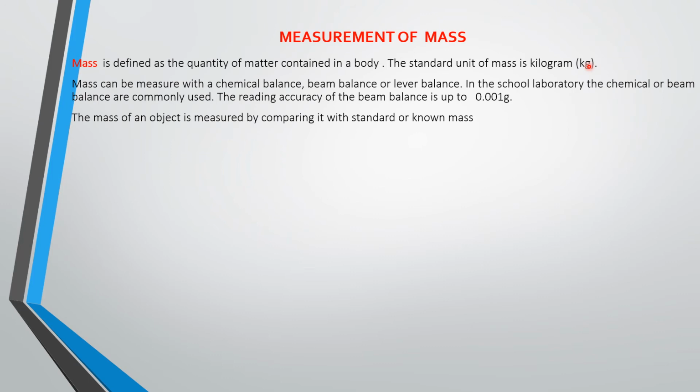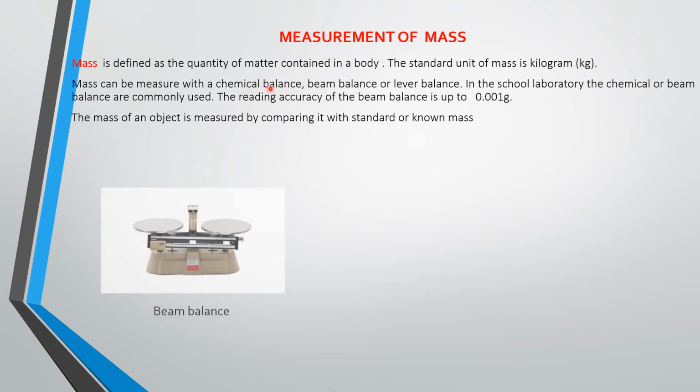It is kg, that is the standard unit of mass, but you can also measure very small mass in gram, but the standard unit for mass is kg. So there are instruments that you use to measure mass. You have the chemical balance, you have the beam balance. Depending on what you have in your own school laboratory, many laboratories have the chemical balance. The beam balance is not that common, but you see the chemical balance.